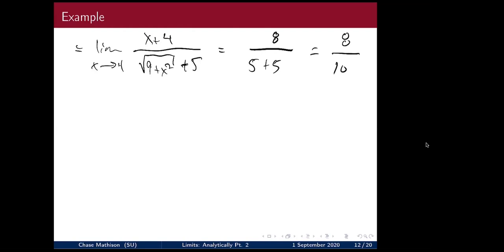And if you want, you can reduce that. By the way, I genuinely don't care if you reduce your fractions in here. But you can reduce this by dividing top and bottom by 2, obviously, and get 4 over 5. But again, seriously, I don't care if you leave your answer as 8 over 10.